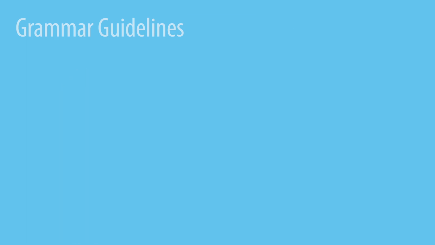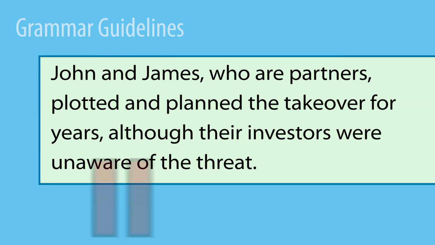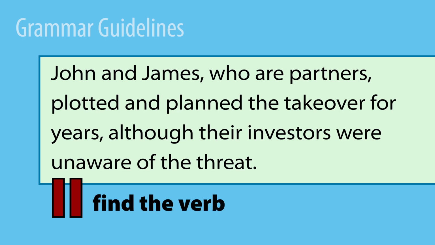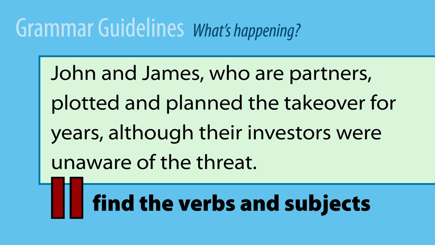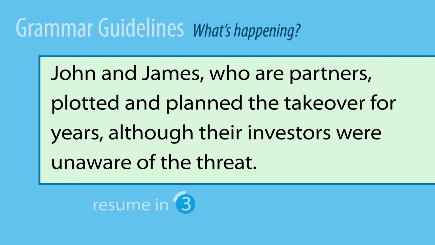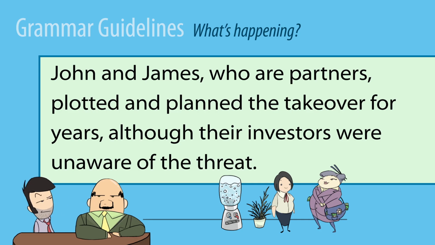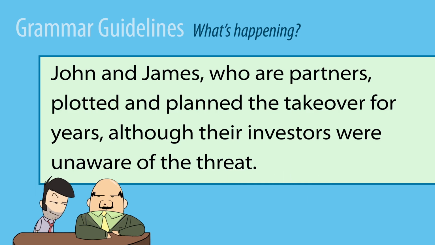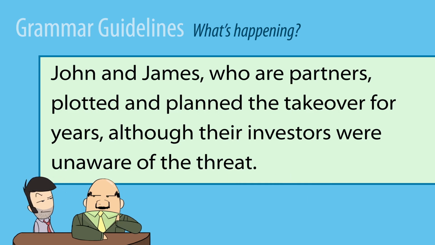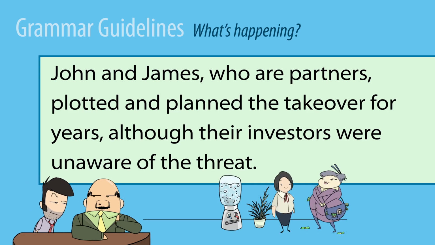Now you try one. Read this sentence, then pause the video while you find the main verb or verbs and subject or subjects. Remember the first question, bare bones, what's happening? John and James, who are partners, plotted and planned the takeover for years, although their investors were unaware of the threat. What's happening? Two people are plotting and planning, and another group is unaware.